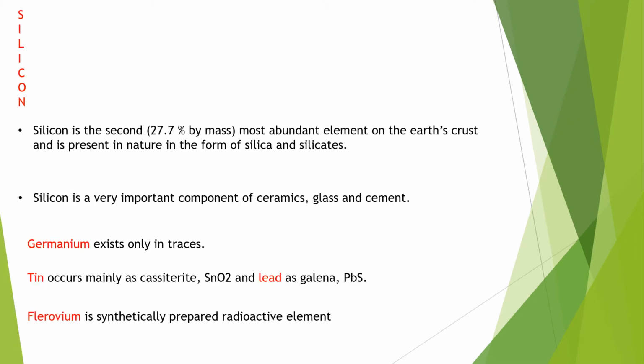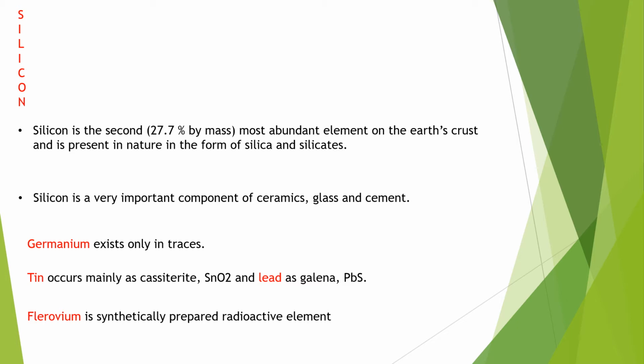Let's see about silicon. Silicon is the second most abundant element in Earth's crust, which is 27.7% by mass, and is present in nature in the form of silica and silicates. Silicon is a very important component of ceramics, glass, and cement.